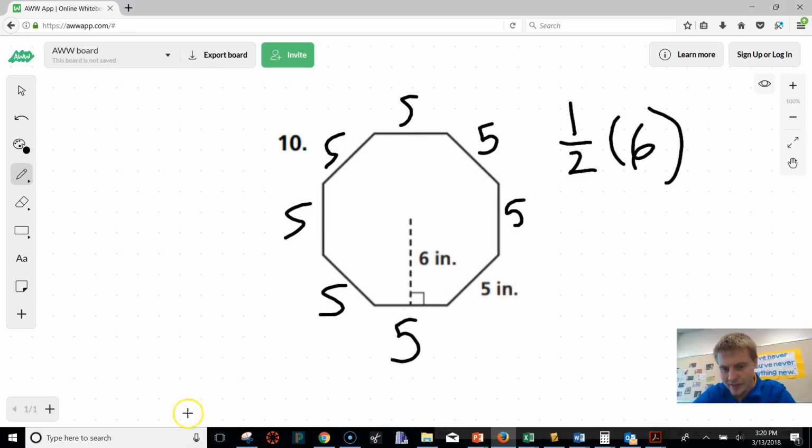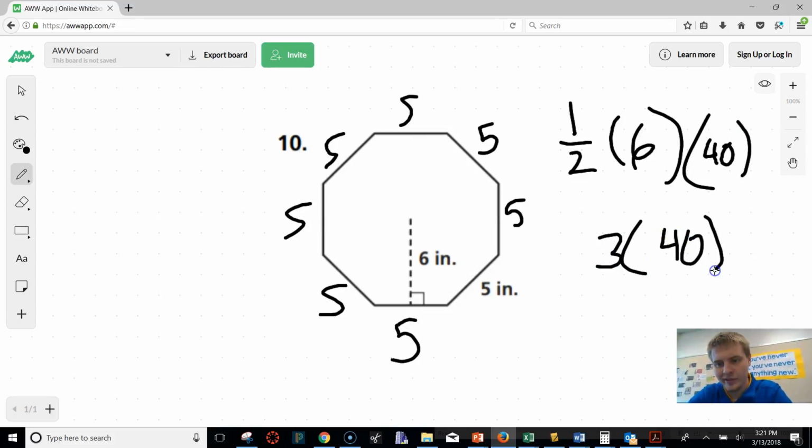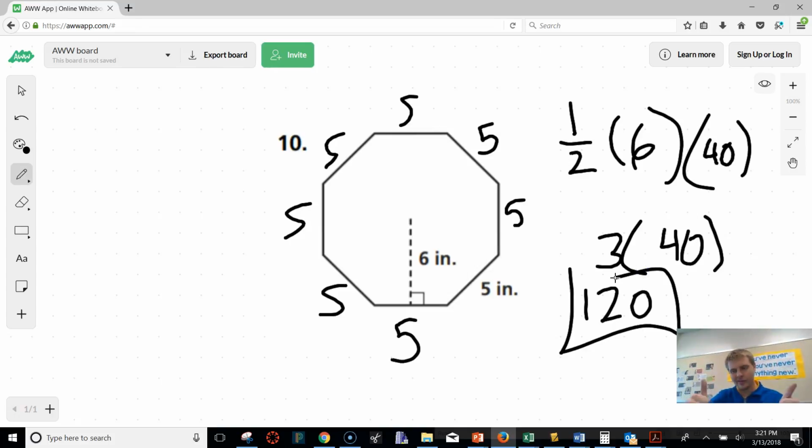And you add up all the sides. So 5, 10, 15, 20, 25, 30, 35, 40. So the slow way is adding the 5s, but the fast way is like 5 times 8 sides. So that's going to be 40. And then 1/2 times 6 is 3. And then that's going to give you 120. And that is your answer.